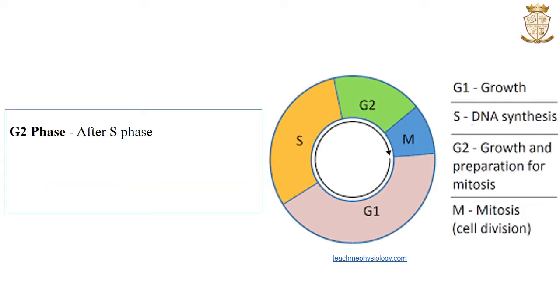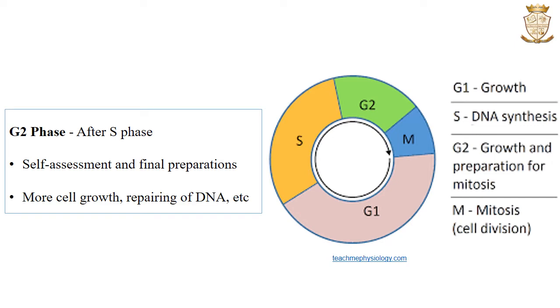Next is the G2 phase. After S phase, the cell proceeds into G2, which provides an opportunity for the cell to perform a self-assessment and make final preparations such as more cell growth, repairing of DNA, etc. as necessary before it finally heads to mitosis.